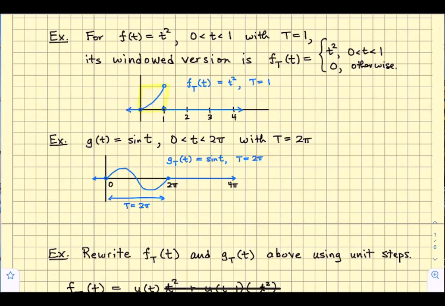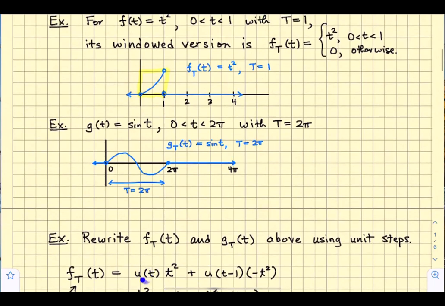So we need a switching event to occur at time 0. So what we're going to do is write little f sub big T as a unit step. This is a switch that turns on at time 0. When it turns on, we want it to turn on the function t squared. So we have the function t squared here. And then we want it to stay on until the next switching event. The next switching event occurs at t equals 1.